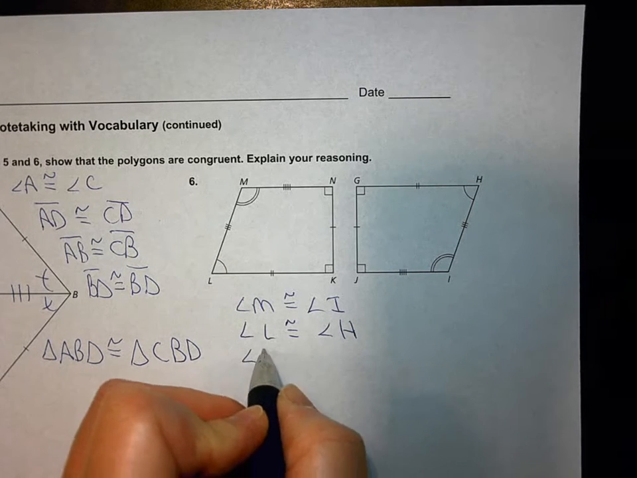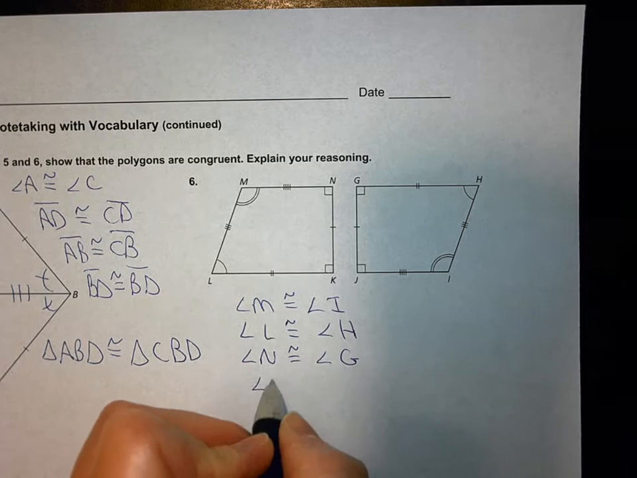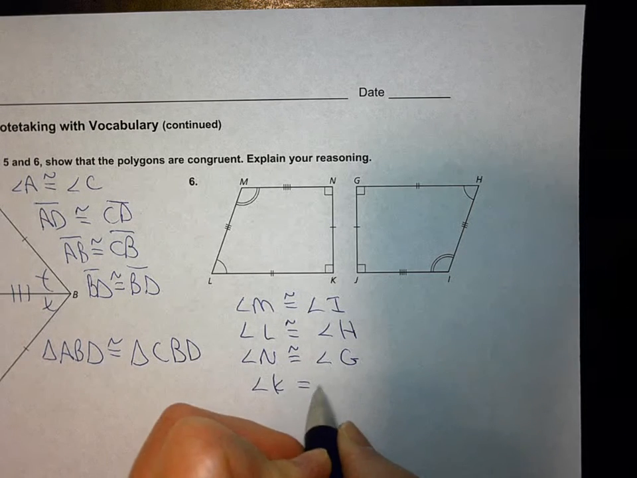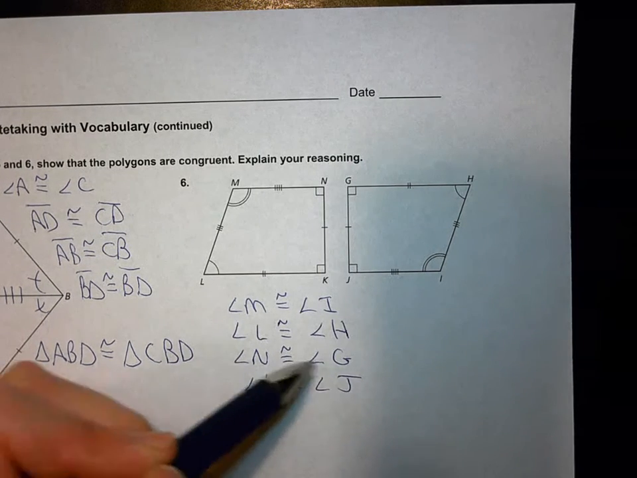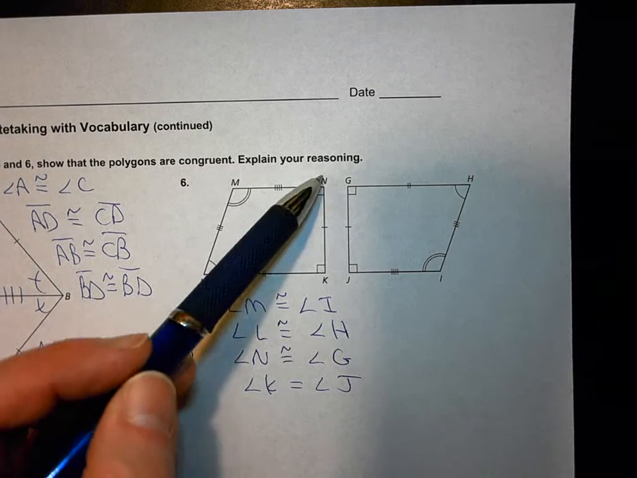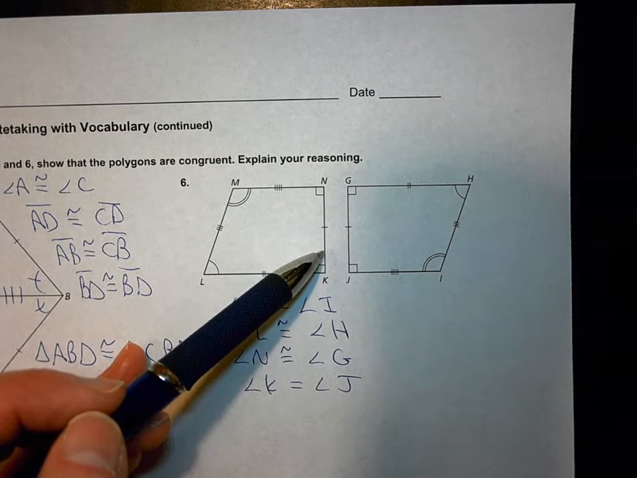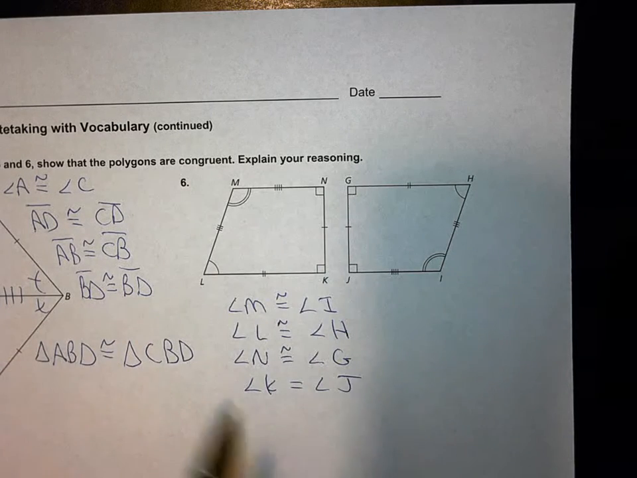Angle N is a right angle to angle G, and angle K is also a right angle to angle J. Now, let's double check that these are okay. So N has a 3 and a 1 piece, so we need the 90-degree angle that has a 3 and a 1 piece. Okay, so that means we're going to have to change this.